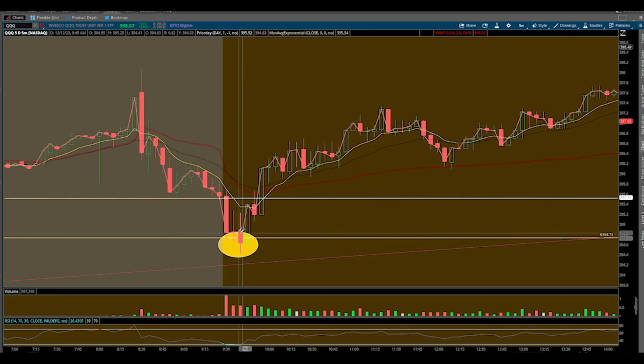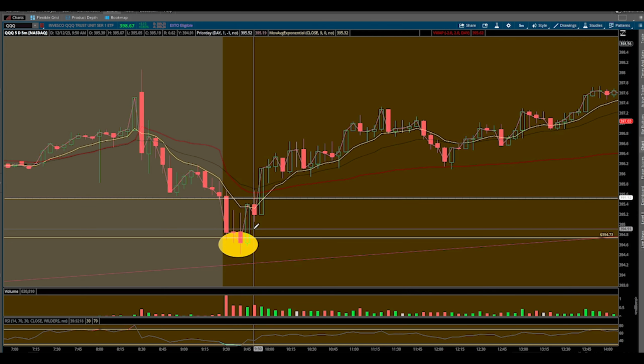So we come down, touch my level. We dip below a little bit. We entered right here with calls. I went with the 396s. 395 or 396s would have been fine for this trade. I went with the 396 calls. I added twice, right? So my first add was here. Second add, we dipped down, I added here. My average was around 65 on these, if I'm not mistaken.